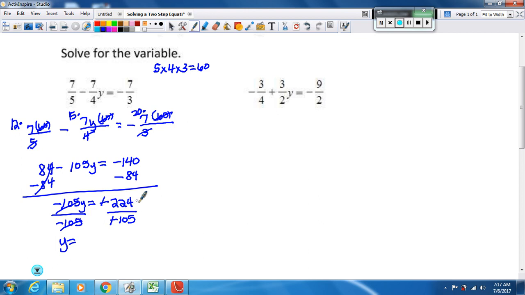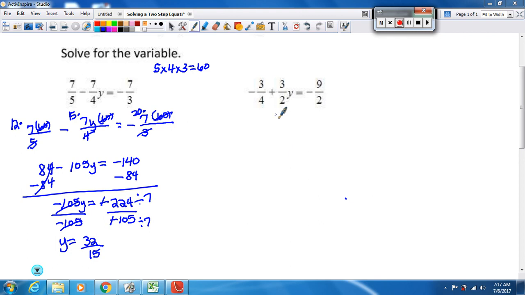Now these are divisible by 7. So if you can simplify a fraction, you have to. So 224 divided by 7 is 32. And 105 divided by 7 is 15. So y equals 32 over 15.